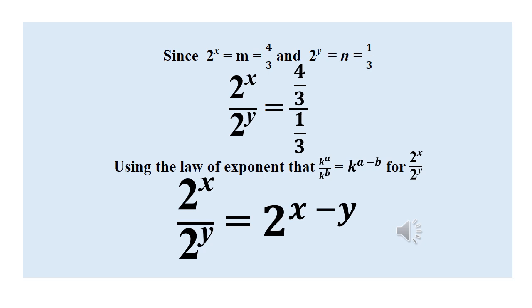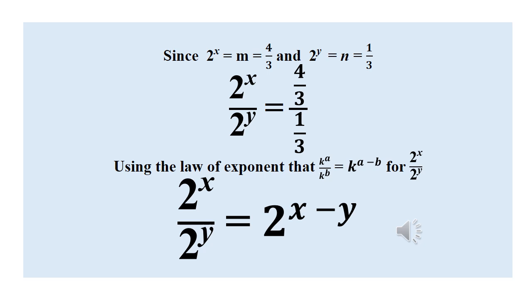So we have 2 raised to power x over 2 raised to power y equals 4 over 3 over 1 over 3. So we use the law of exponent that says if we have k to the a over k to the b, it will give us k to the a minus b. That is, since the bases are equal, you take one of the bases, then you subtract the exponent. Since we have division, you subtract the exponent.